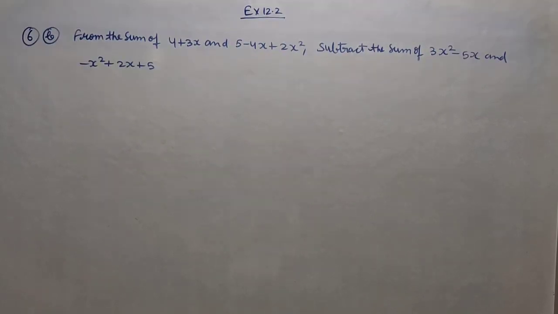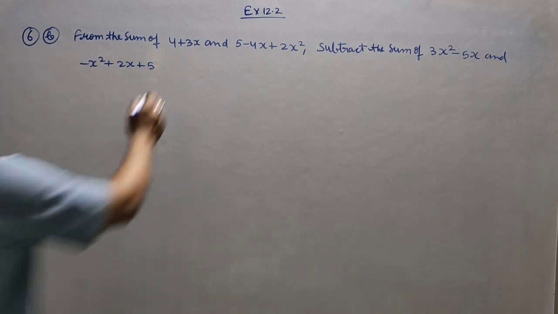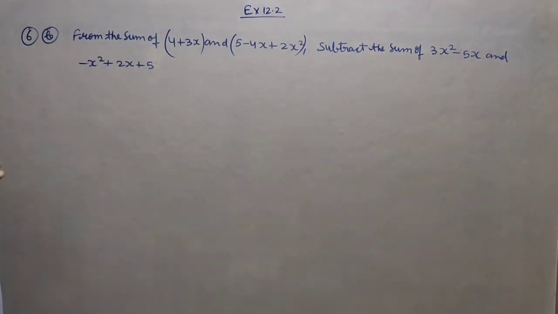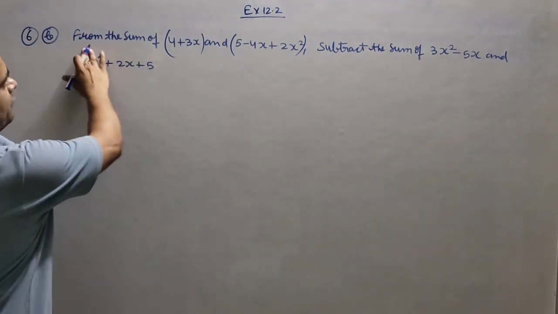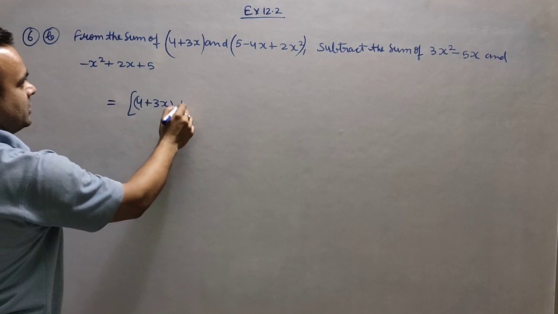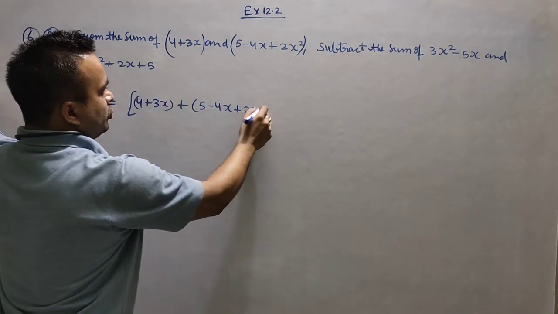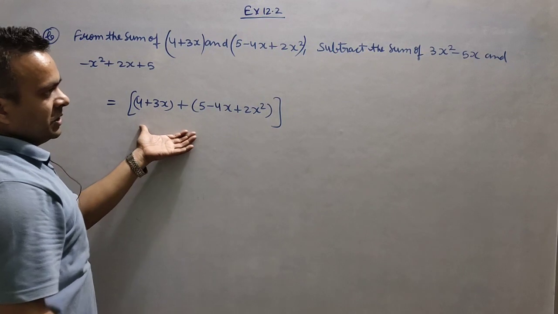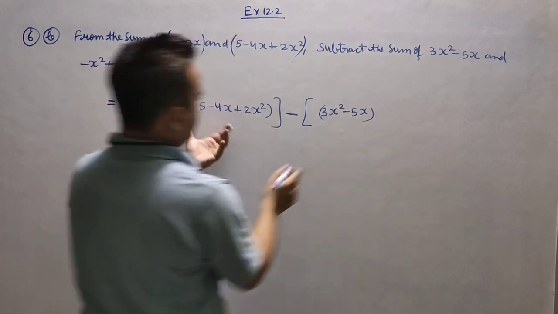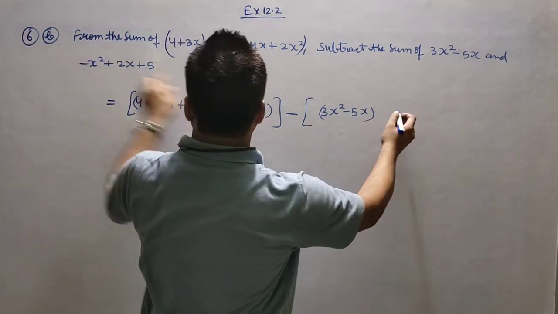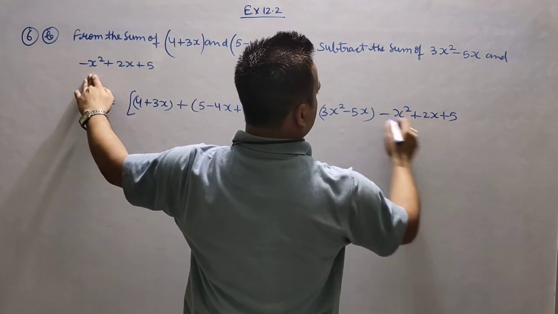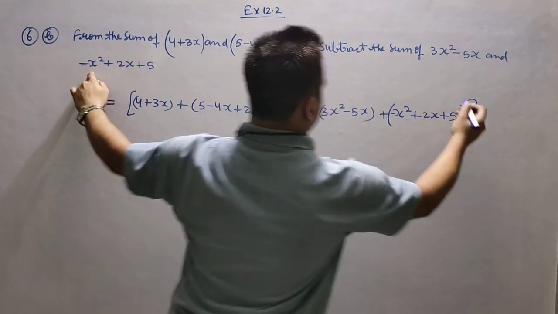Okay, now student, you can see the sum. From the sum of these two expressions subtract the sum of this. So it means first of all which sum we have to write here. I think this one, from the sum of this. It means if suppose I am writing 4 plus 3x plus 5 minus 4x plus 2x square, means this sum, from this sum we have to subtract the sum of, this sum and this sum. So it is, I think you have understood this one now.